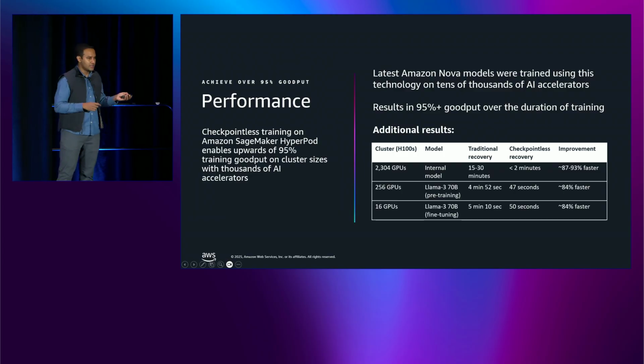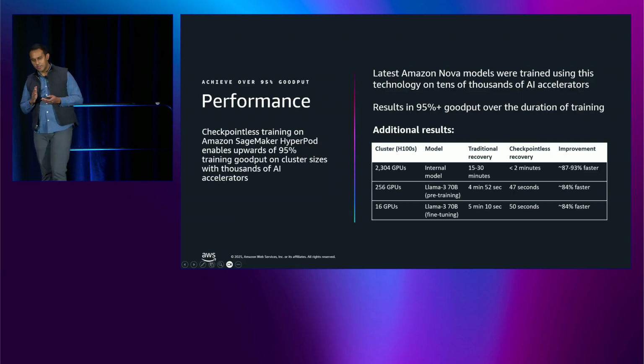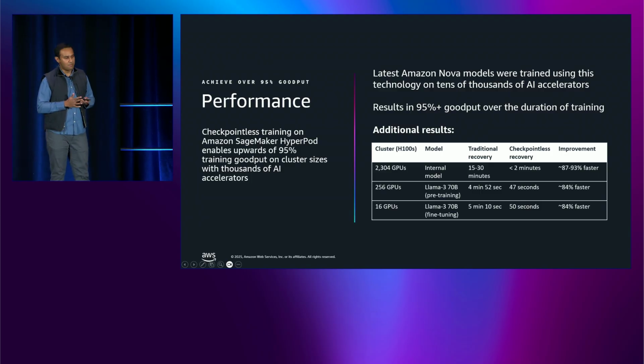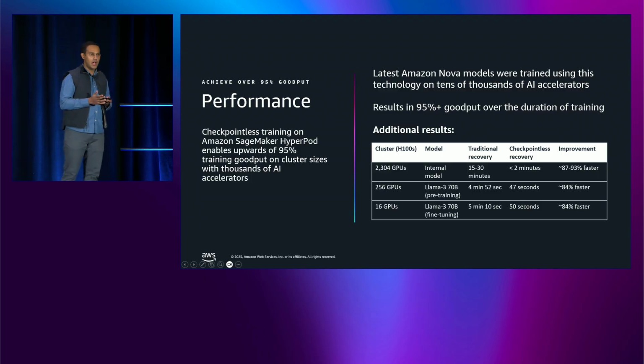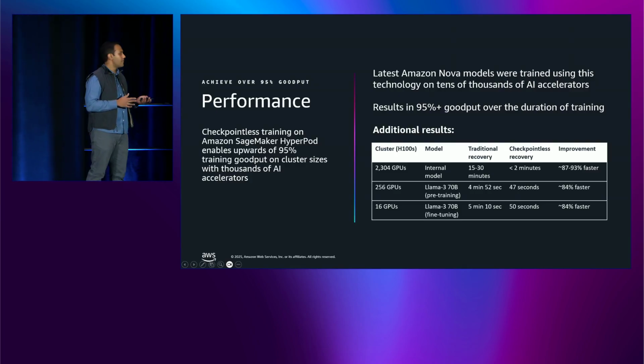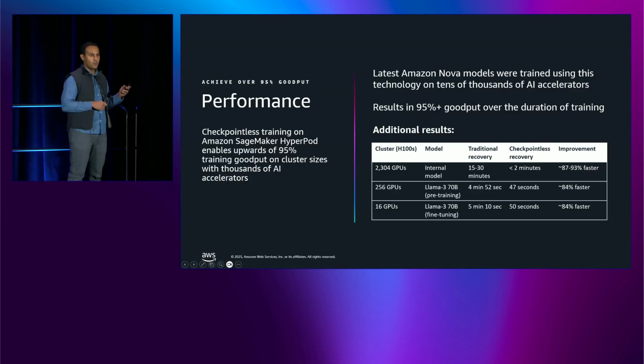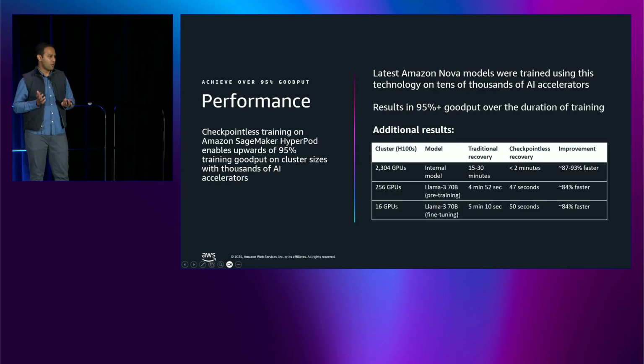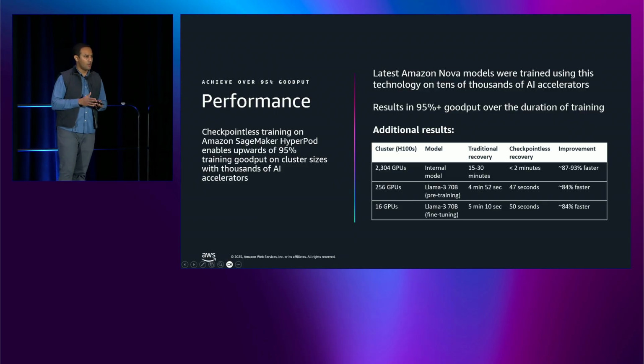We have similar results that hold true even at smaller cluster sizes. So even with clusters with 16 GPUs or 256 GPUs, we see that traditional recovery might take about 5 minutes or so. But with checkpointless training, it's an order of magnitude faster, and recovery happens in under a minute. And what this enables essentially is that even with clusters with thousands of accelerators, goodput is upwards of 95%. So you're basically maximizing utilization of your training infrastructure with this capability.